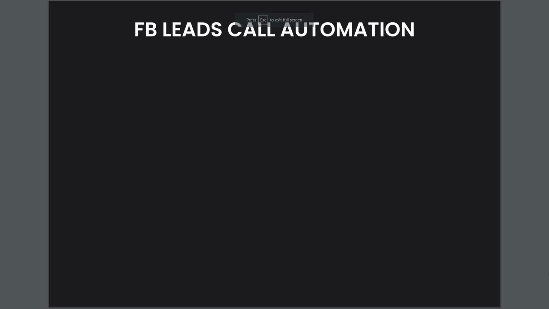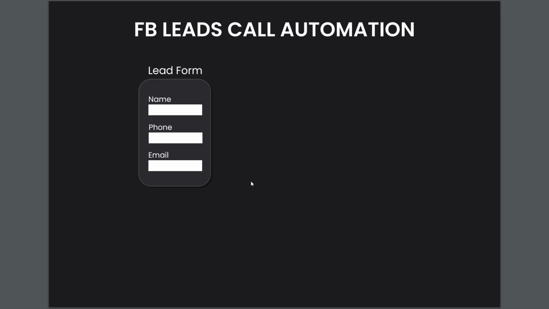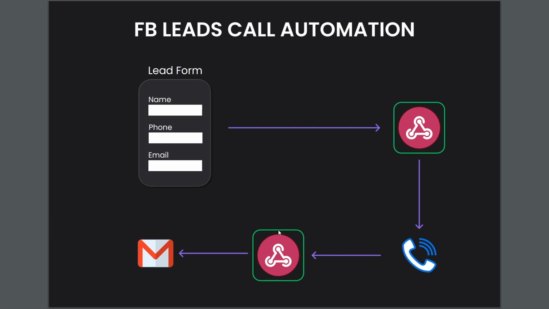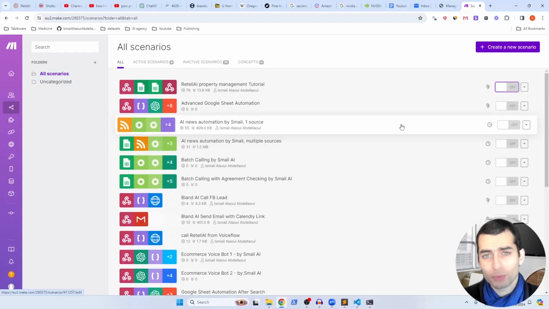So before we get started with the tutorial, I need to explain to you how it works. Basically, you have here the form that will be filled and clicked by a lead, which will trigger a webhook. Then that webhook will trigger the call in Blend AI. During this call, the AI might want to send an email. If it's the case, there will be another webhook that will get triggered and send an email with the right data. So to summarize, you need 2 webhooks to make the scenario work. So let's start with the tutorial.